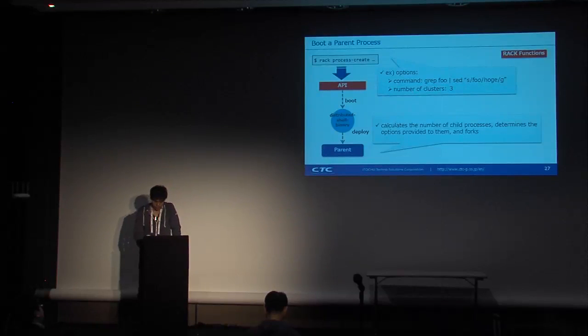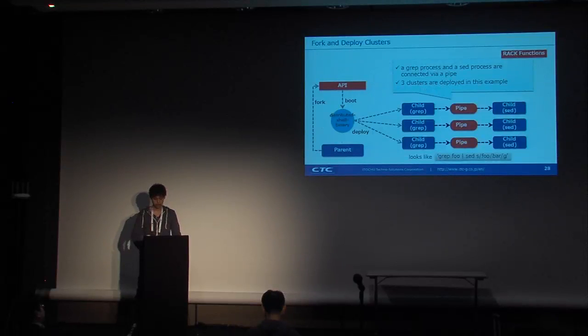When the parent process is launched, it calculates the number of children processes, determines files, provides them to the children, and forks. So this slide shows the deployment of the children processes. In this example, a process that executes the grep command and a process that executes the sed command are connected via the pipe, like this. So let's call this a cluster. Three clusters are deployed in this example. So it's like running a shell command like this.